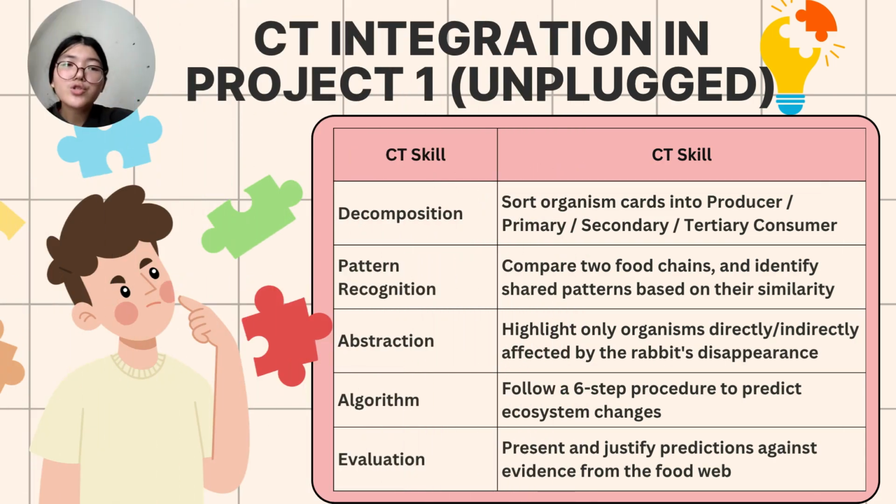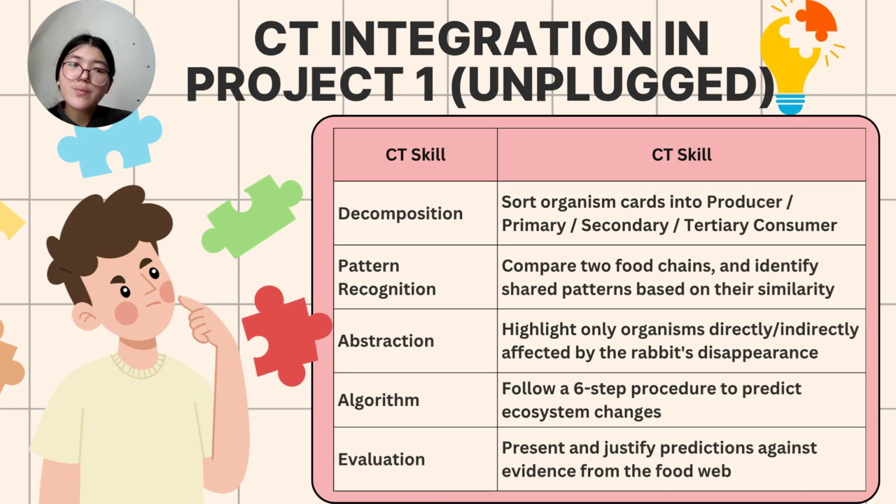Let me now go through how each CT skill was made concrete in Project 1. For decomposition, the students physically sorted the organisms, like grass, grasshopper, frog, and snake, into ecological categories. This matters because students cannot analyze a whole ecosystem all at once. They need to first break it into manageable parts. For pattern recognition, students compare two different food chains side by side and identify recurring patterns. For example, every food chain begins with a producer and primary consumers always feed on producers.